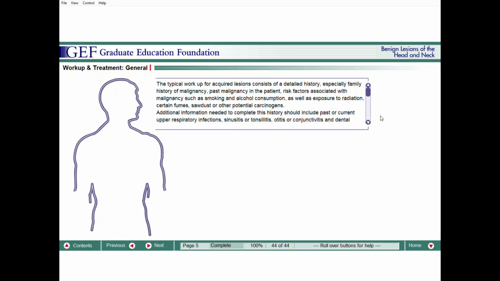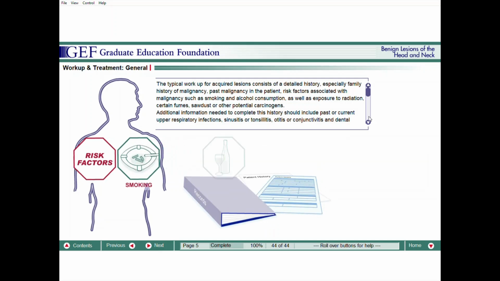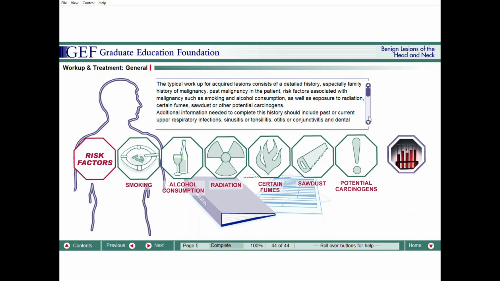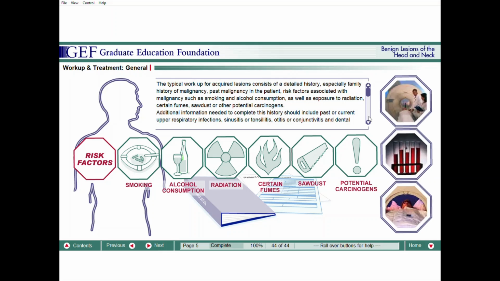The typical workup for acquired lesions consists of a detailed history, especially family history of malignancy, past malignancy in the patient, risk factors associated with malignancy, such as smoking and alcohol consumption, as well as exposure to radiation, certain fumes, sawdust, or other potential carcinogens.